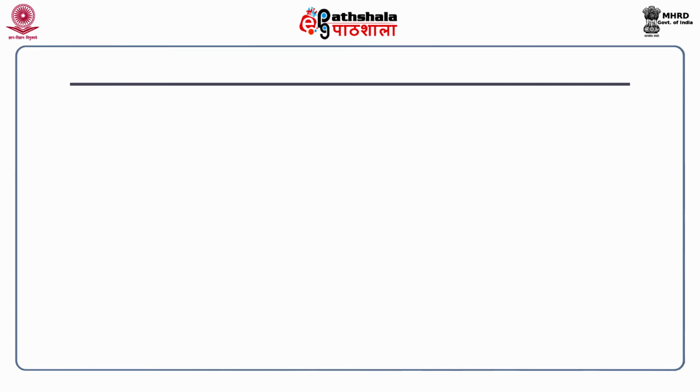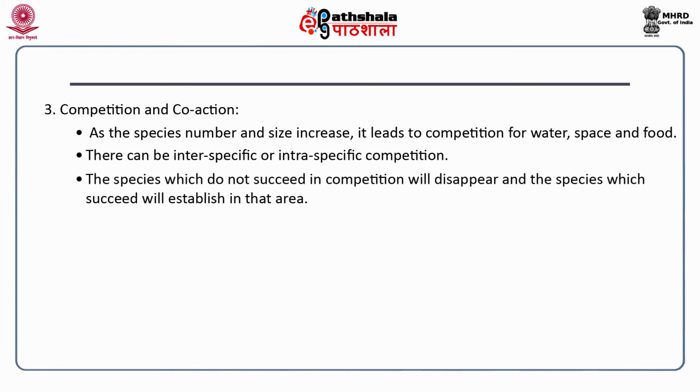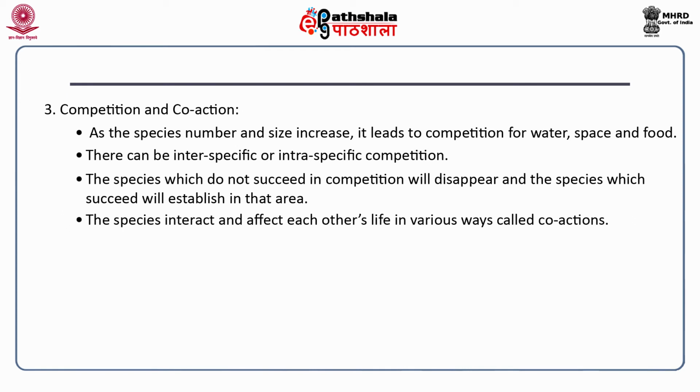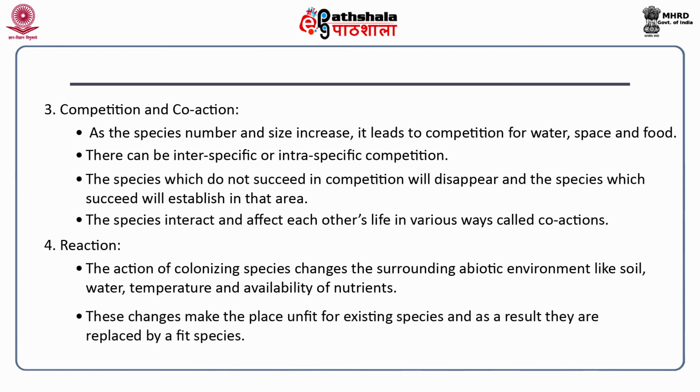The third process in succession is competition and coaction. As the species number and size increase, it leads to competition for water, space and food. There can be interspecific or intraspecific competition. The species which don't succeed in competition will disappear, and the species which succeed will establish in that area. The species interact and affect each other's life in various ways called coactions. The fourth process is reaction. The action of the colonizing species changes the surrounding abiotic environment like soil, water, temperature and availability of nutrients. These changes make the place unfit for the existing species, and as a result they are replaced by a fit species.